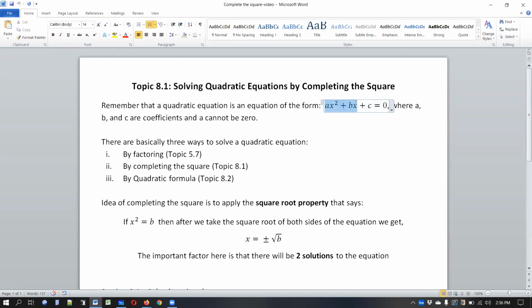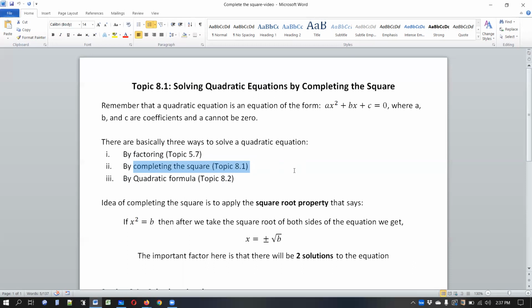So here is a quadratic equation, and the three techniques that we have to solve it are mentioned here. The first one, we saw it in the beginning of the semester, it's by factoring, section or topic 5.7. The technique we're going to see now, called completing the square, which uses the square root property that I'm going to go over now, which is topic 8.1, and the technique of using the quadratic formula, which is topic 8.2, which we're going to see in a separate video. So these are the three techniques. The first one we saw, and let's go over the completing the square technique.